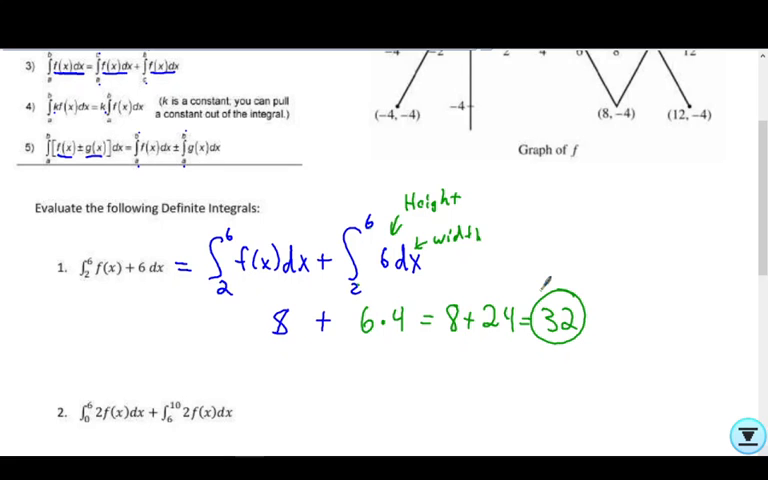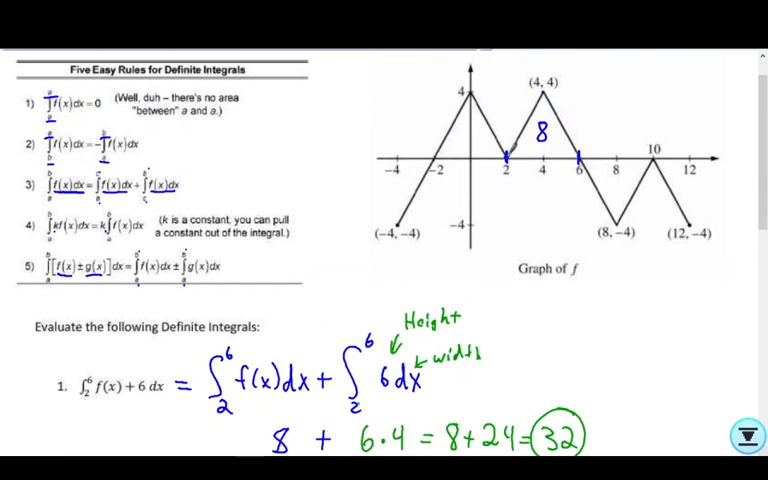It wouldn't have been any different if I had just taken this area right here and shifted it up 6, because that's what this is telling me to do. If I just took that triangular area and shifted it up 6, I would have made a rectangle underneath it that was 6 units high and 4 units wide underneath that part of the function. And that's what this integral represents. It represents that shift up 6. So our transformations hold true with our areas.